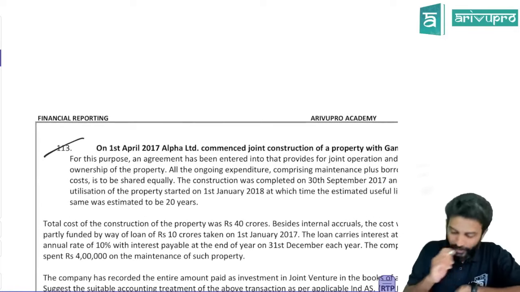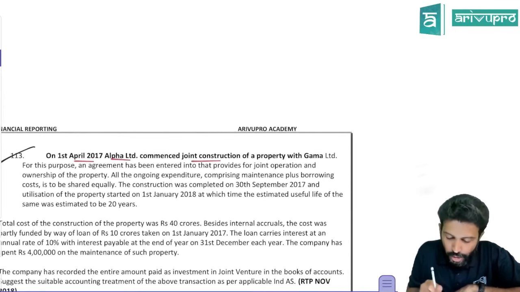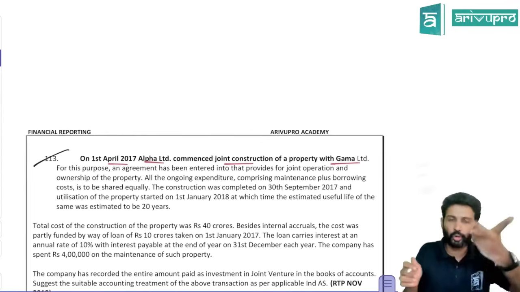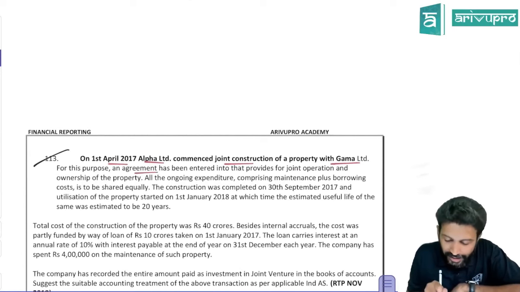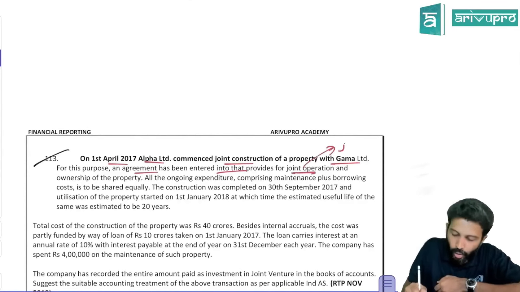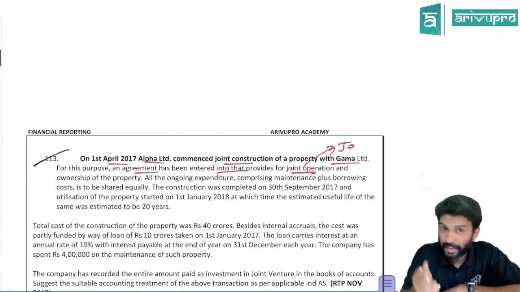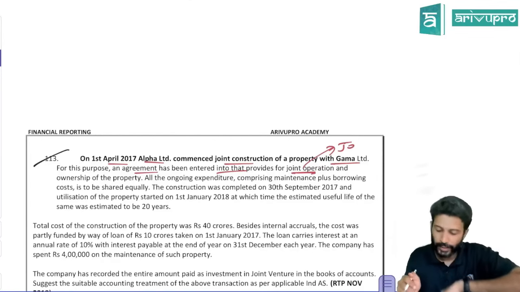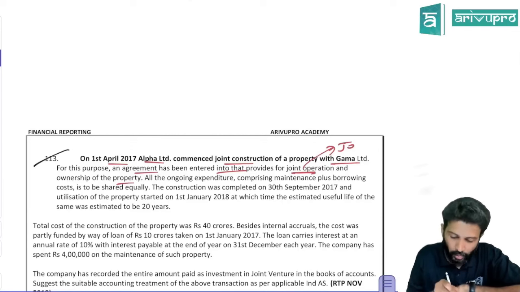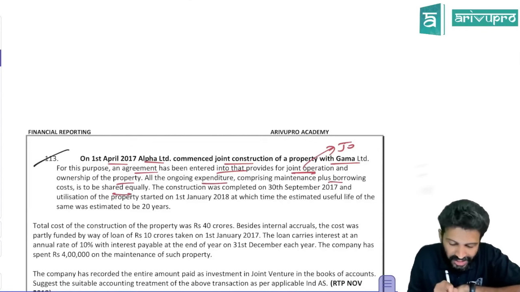Question number 113. On 1st April 2017, Alpha Limited commenced a joint construction of property with Gamma Limited. So two parties are there. For this purpose, an agreement has been entered into that provides for a joint operation. They are calling this a JO. This joint arrangement is in the nature of a JO. That means proportionate consolidation method and not equity method. And ownership of the property, all the ongoing expenditure comprising maintenance plus borrowing cost is shared equally.